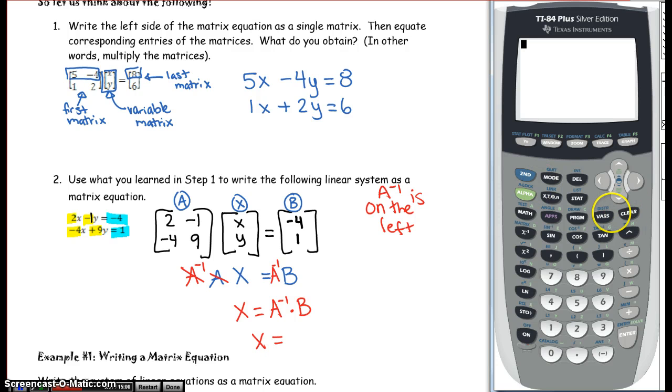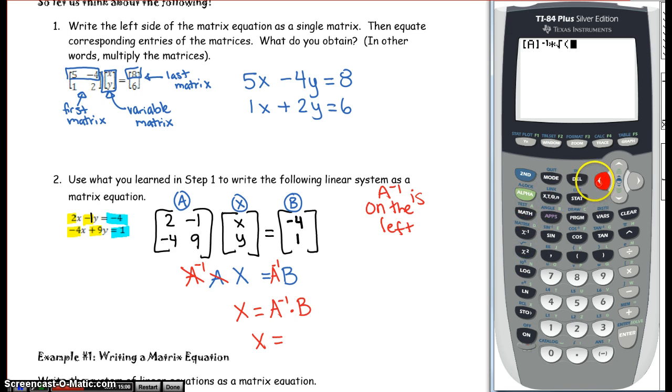I like to clear everything that I have. And then we're going to input those matrices back in. So we're going to go to second matrix again. And like I said, we've done this before. We're going to grab that matrix A, go ahead and put the inverse on there because it is A inverse. Put that multiplication because we're about to multiply this by matrix B.